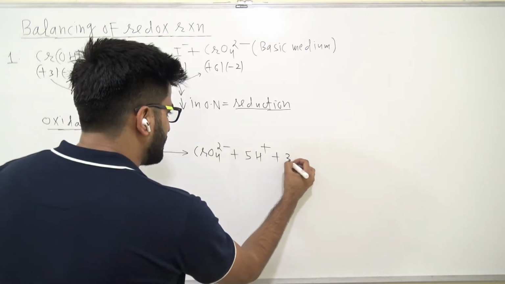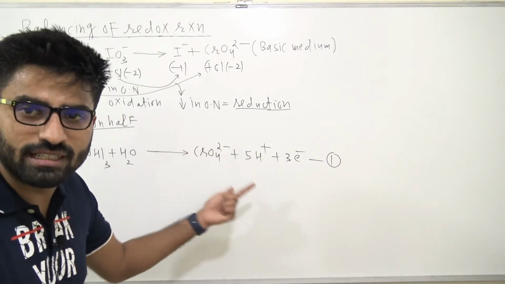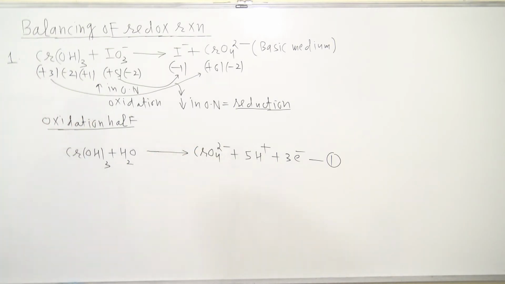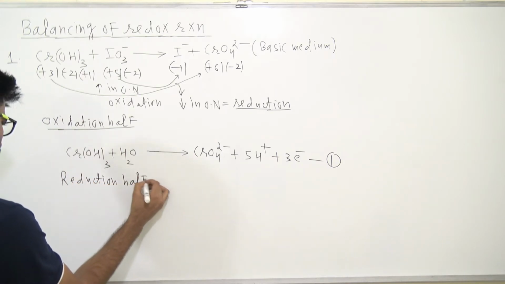So I need to add 3 electrons here. So this is my balanced equation. This is my balanced oxidation half. Okay, now guys, I need to balance the reduction half. So first of all, write the reduction half.